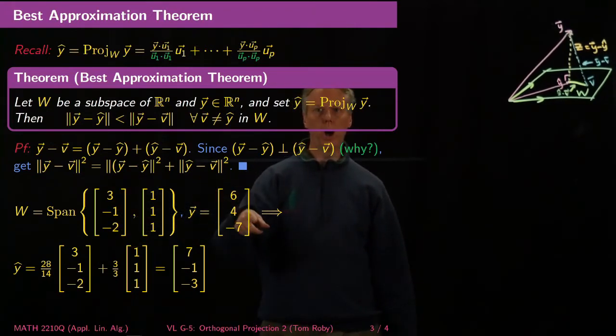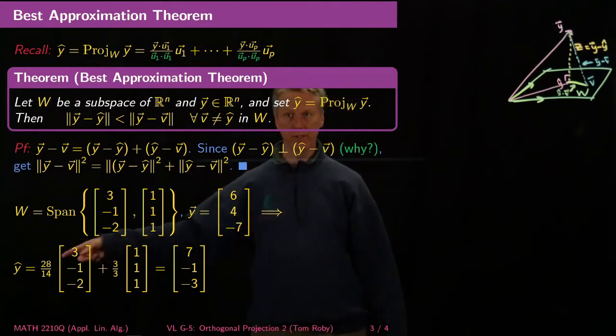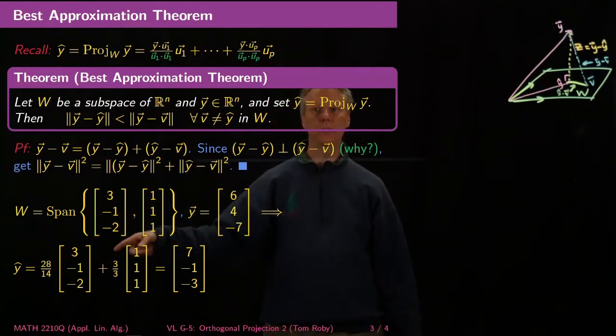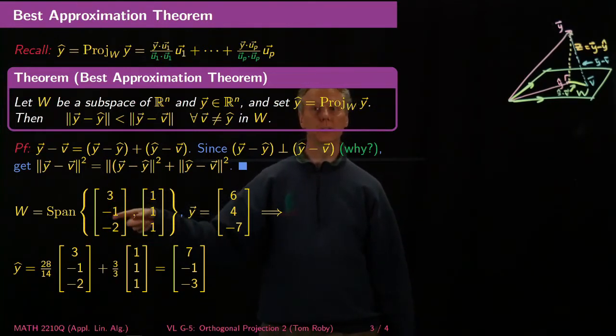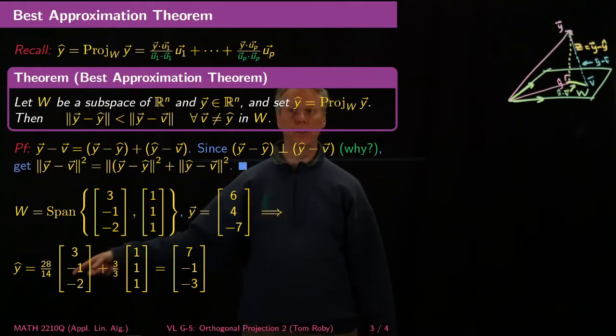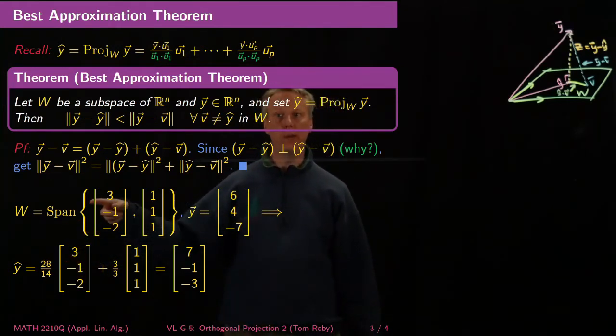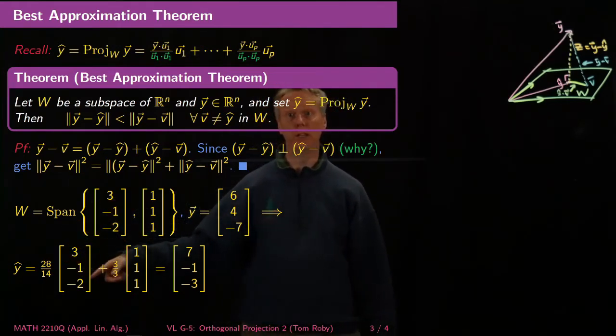So I want to take y and dot it with the first vector, and then divide it by the length of that first vector squared. So I get 18 minus 4 plus 14 is 28. And then I divide it by the length of that vector squared, which is the sum of the squares of these things, which is 9 plus 1 is 10 plus 2 is 14. So I get 28 over 14 times that vector, (3, -1, -2).